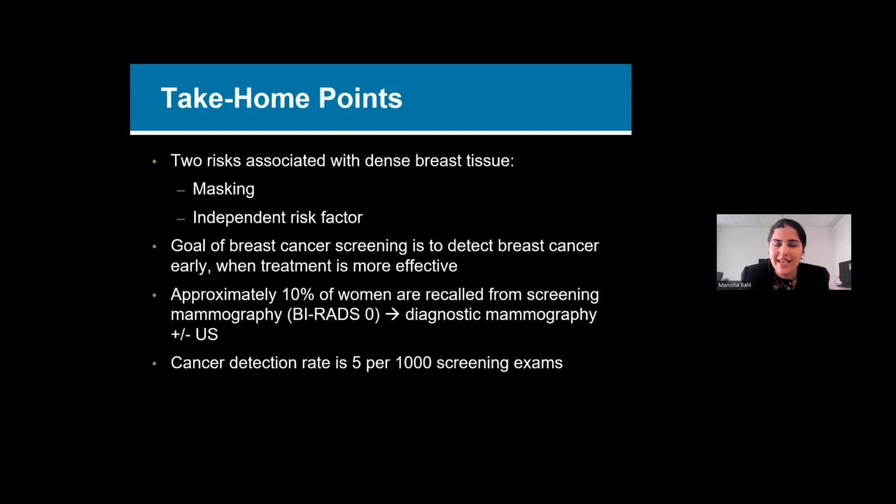The goal of breast cancer screening is to detect breast cancer early when treatment is more effective. The Society of Breast Imaging, American College of Radiology, and United States Preventive Services Task Force agree that screening should begin at age 40, but recommendations differ with regard to annual, every year, versus biennial, every other year, screening.